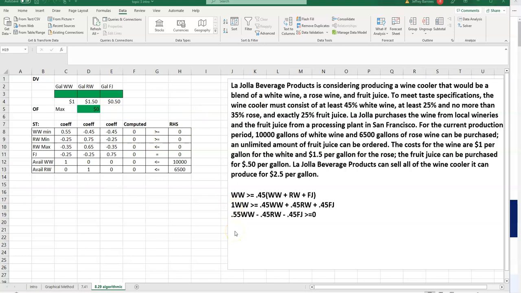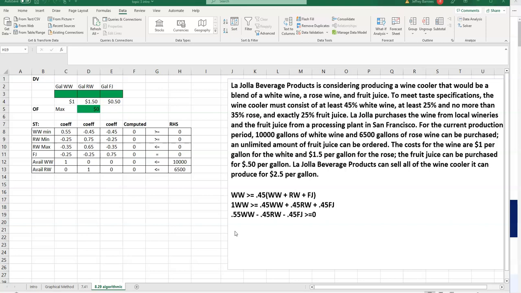La Jolla Beverage Products is considering producing a wine cooler that would be a blend of white wine, a rose wine, and fruit juice. To meet taste specifications, the wine cooler must consist of at least 45% white wine, at least 25% and no more than 35% rose and exactly 25% fruit juice. La Jolla purchases the wine from local wineries and the fruit juice from a processing plant in San Francisco. For the current production period, 10,000 gallons of white wine and 6,500 gallons of rose wine can be purchased. An unlimited amount of fruit juice can be ordered.